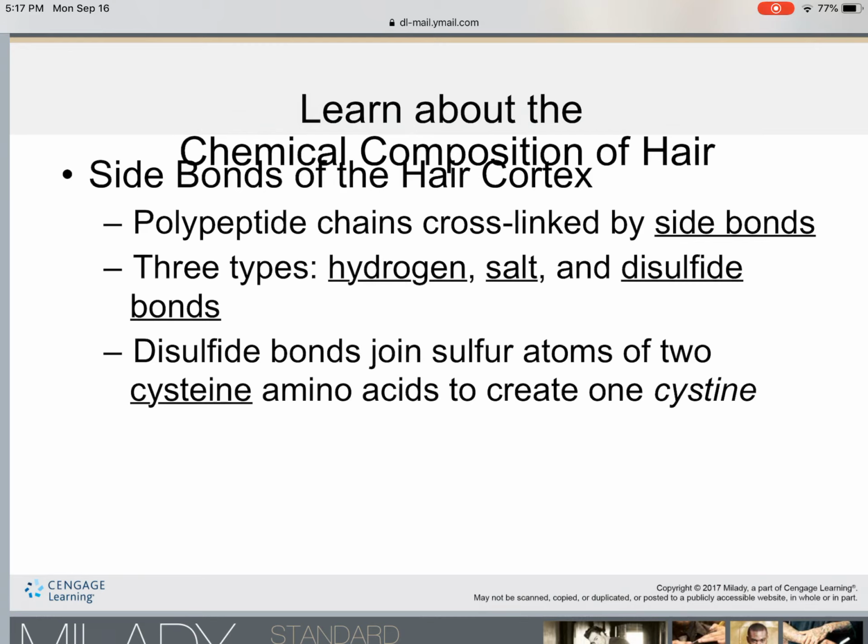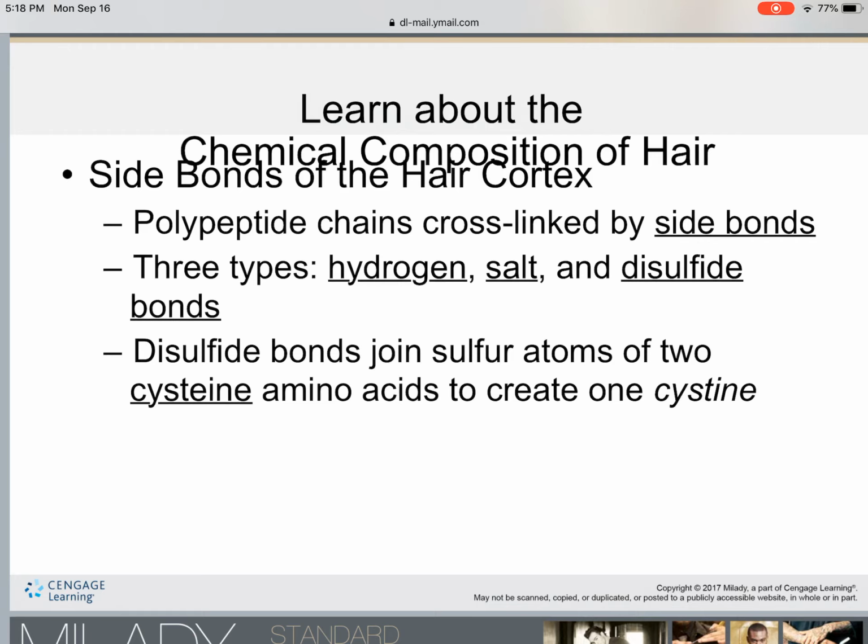Listen to this. Your hydrogen bonds are physical side bonds. They're easily broken by water or heat. Individual H bonds are weak but numerous, account for about 1/3 of the hair's overall strength, and they add body to the hair. They help keep parallel chains of polypeptides together. Salt bonds are side bonds that react to changes in pH and account for another 1/3 of the hair's total strength. They're easily broken by strong acidic or alkaline solutions.